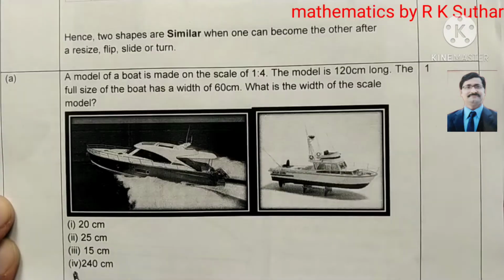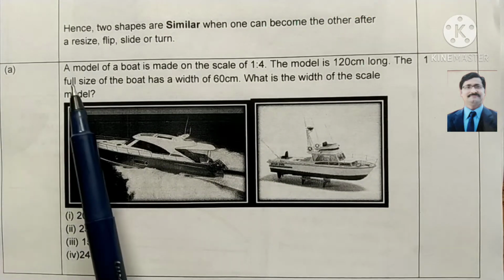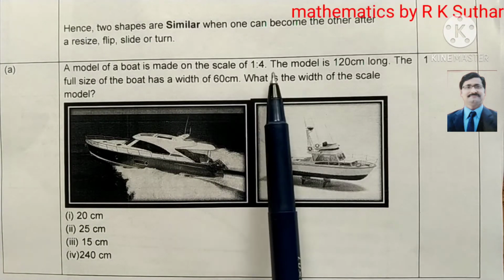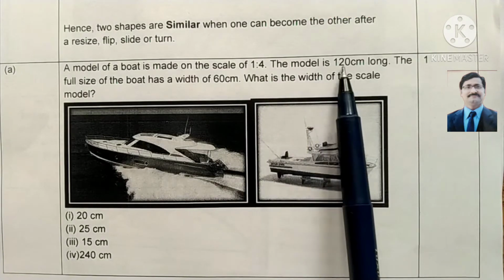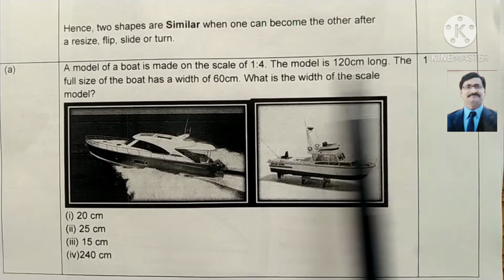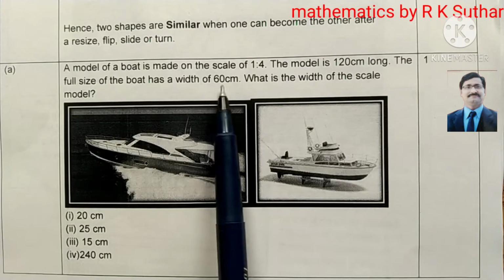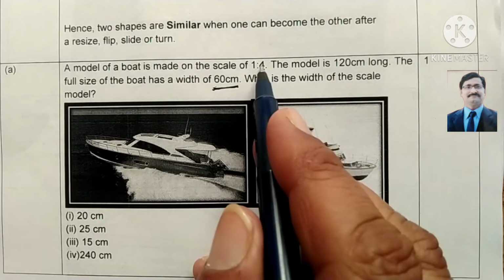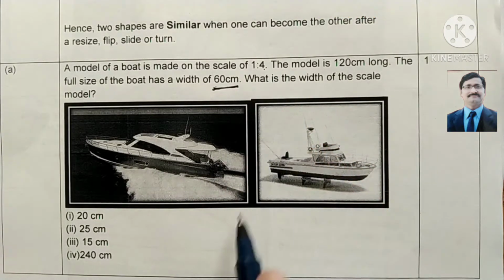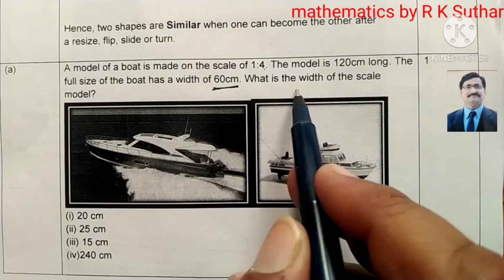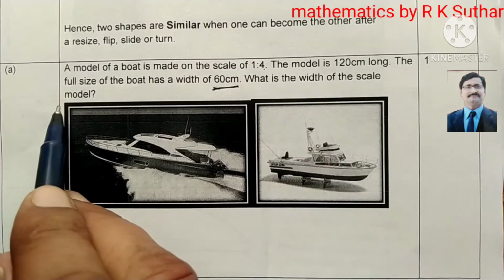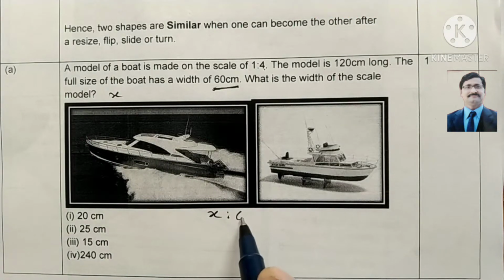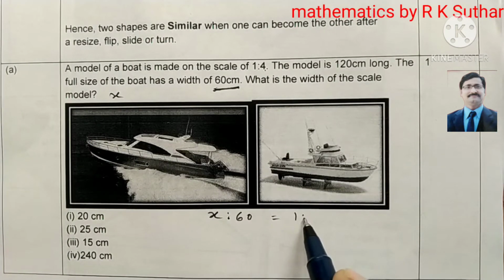And look here, on the basis of this we have some questions. A model of a boat is made on the scale of 1:4. The model is 120 centimeter long. The full size of the boat has width 60 centimeter. This is the full size. Full size here is this 4 ratio, and this is the width of the scale model. So the scale model we can suppose x. So this is actually x ratio 60, and this is 1:4.